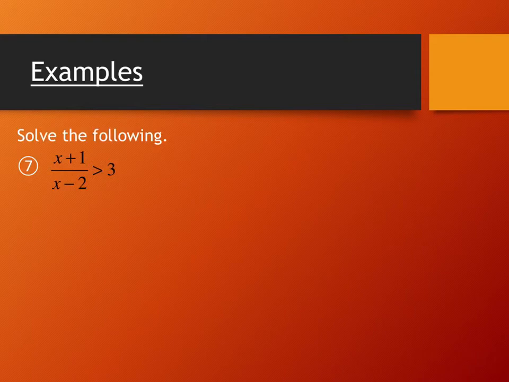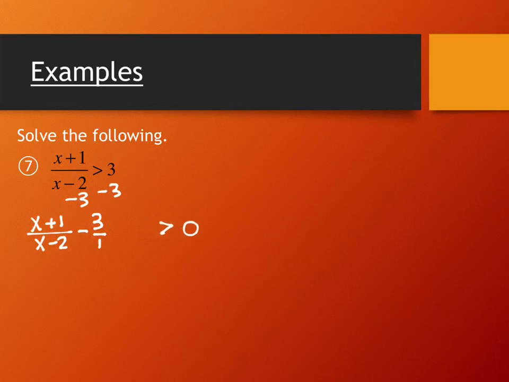So my very first step is to move my 3. So now I have x plus 1 over x minus 2 minus 3. It's greater than 0. Okay. But I'm going to have to now combine those pieces on the left-hand side into a single fraction. So what does that look like? Well, it's not too bad. What I need to do is get common denominators, right? Well, what you can remember is that 3 is the same as 3 over 1.